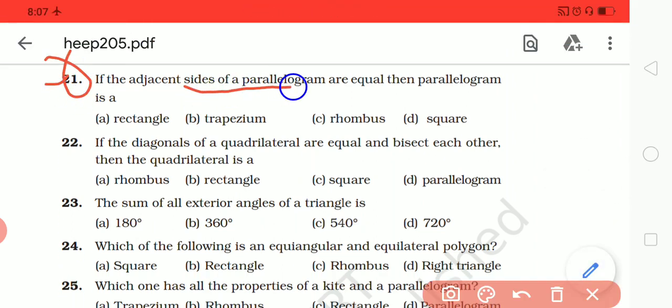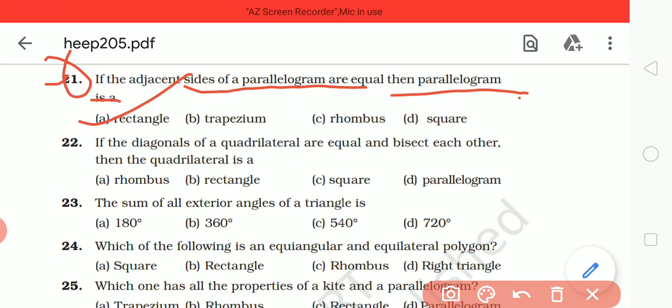Come to question number 21. If the adjacent sides of a parallelogram are equal, then the parallelogram is a rectangle, right? Because the only difference between a rectangle and a parallelogram is that the sides of the parallelogram are equal. Okay, then it is not a rectangle, I'm sorry.